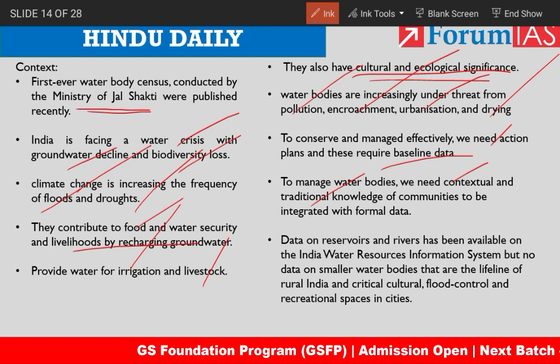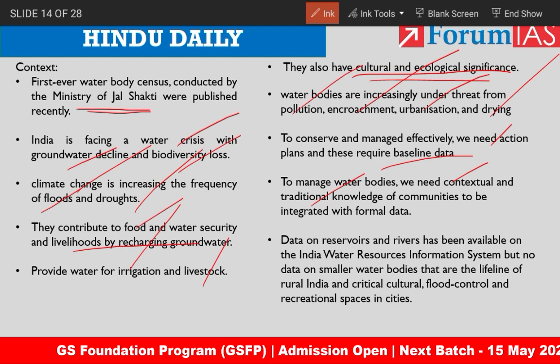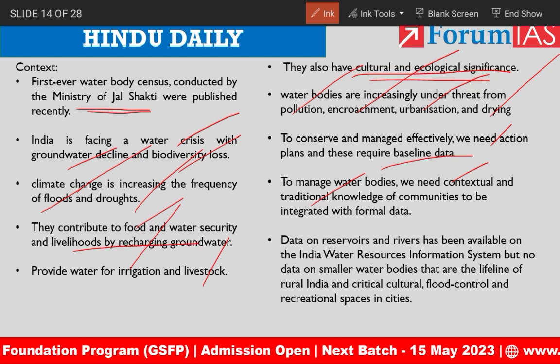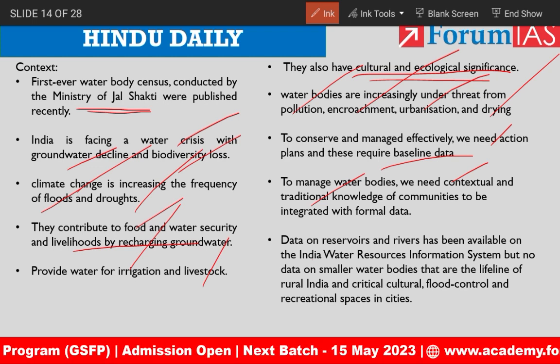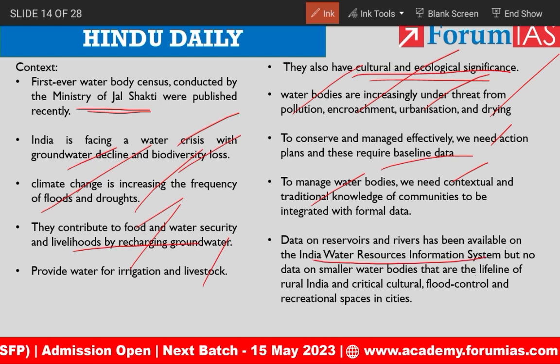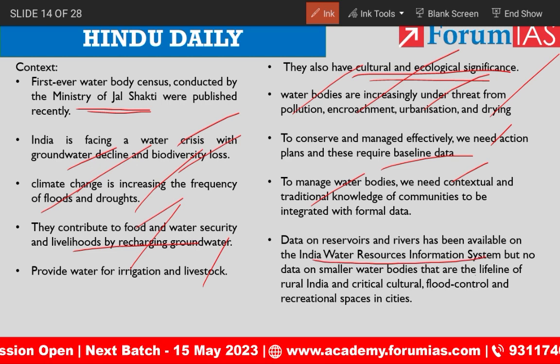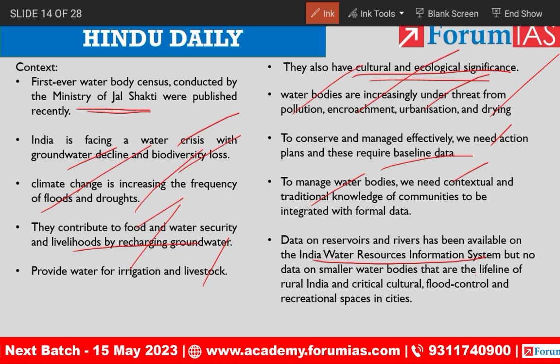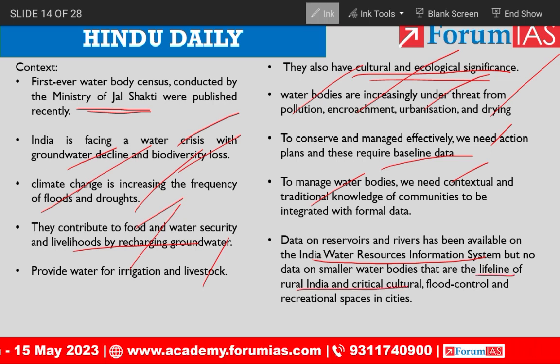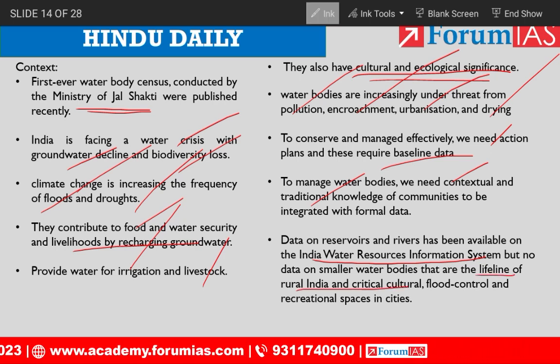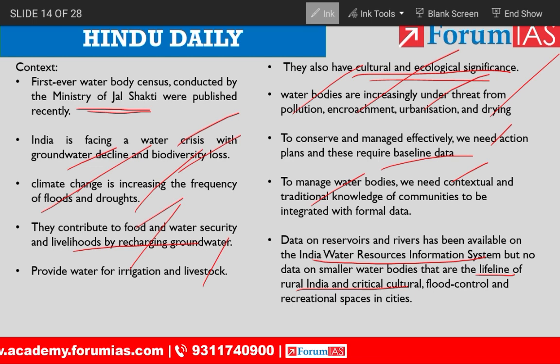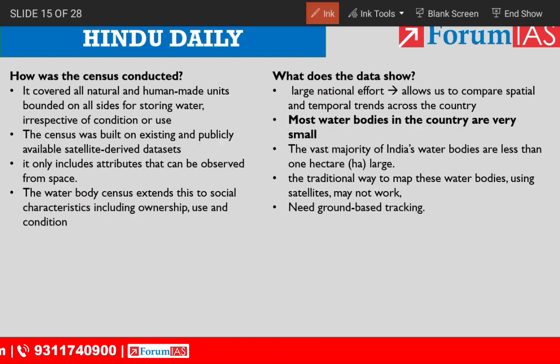See, but data on reservoirs and rivers, they are already available on India Water Resource Information System. But there are a lot of smaller water bodies in India. They are the only lifeline of rural India, and they are very critical for the cultural life of Indians, flood control and recreational spaces in cities. For them, these smaller water bodies are important. But for that, we do not have any data. So this census takes into account all these places.